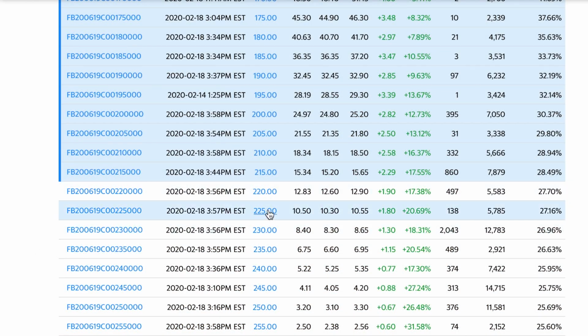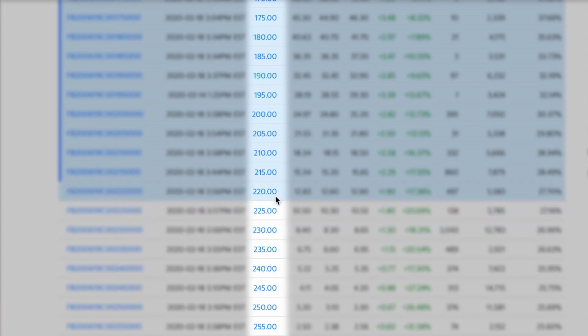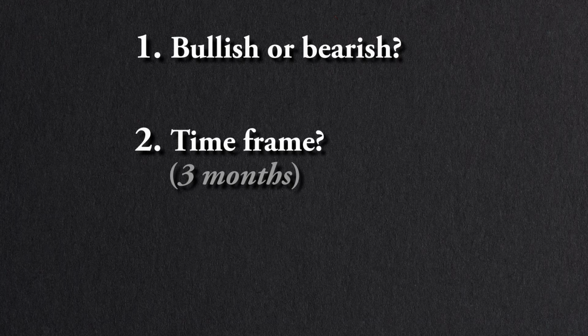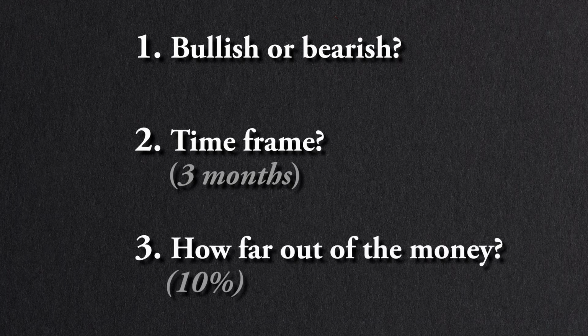All right, so using our rules, we want to go anywhere between the 220 and 230. We'll go with the 220. It's a little more conservative, and really that's it. We're going to go with the $220 call option. So it's super simple. Step 1, determine if you're bullish or bearish. Step 2, figure out your time frame. And step 3 is figure out how far out of the money you want to go.